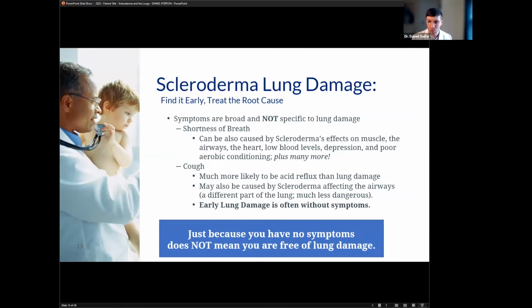So what do we want to do about this? We want to find it early and again, treat the root cause. Unfortunately, or maybe fortunately, because we know this piece already, we can't rely on symptoms to do this. We can't, if a physician is saying, well, I know that you have scleroderma or you have some features associated with it, but your breathing is fine. You're doing just fine. We don't need to worry about this. That's not sufficient. That's not even close to sufficient.